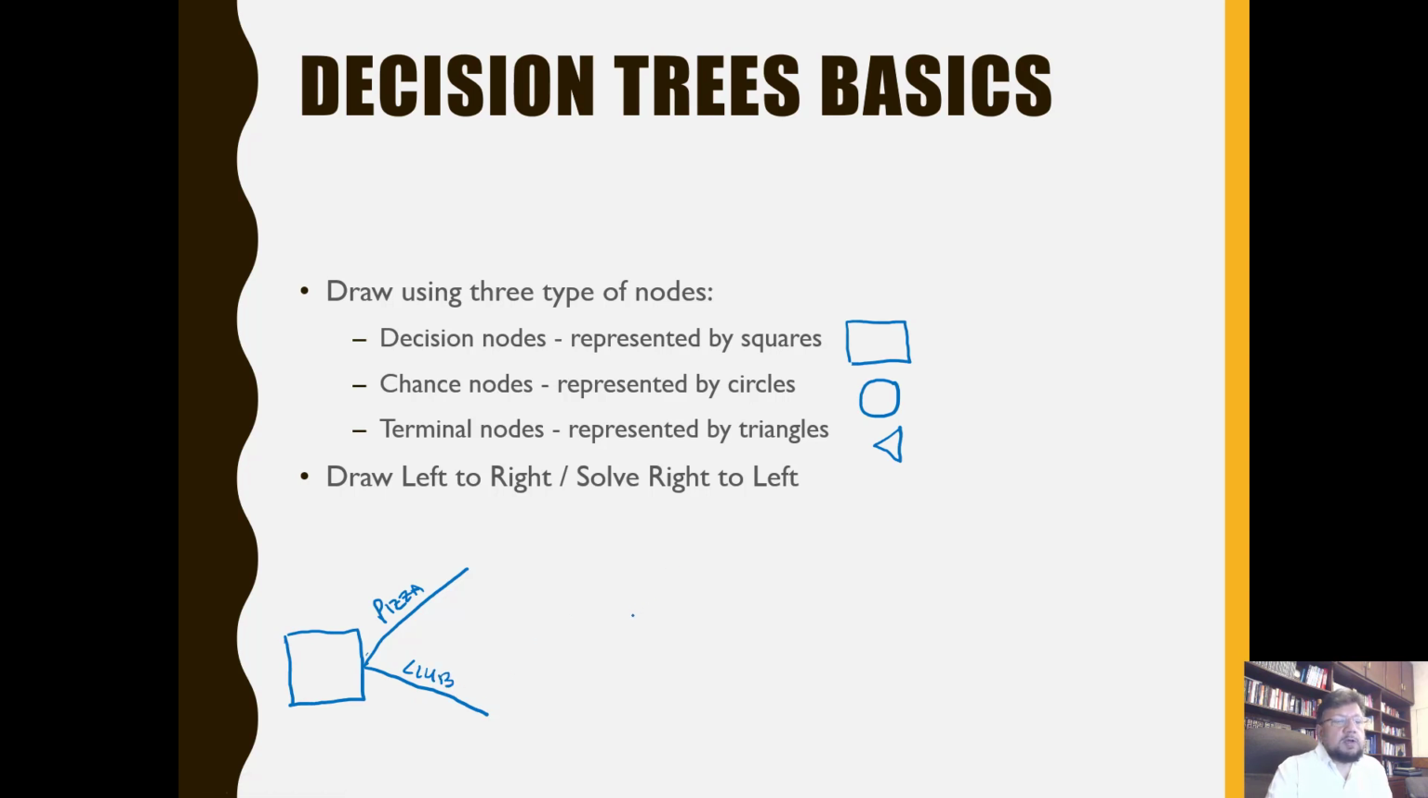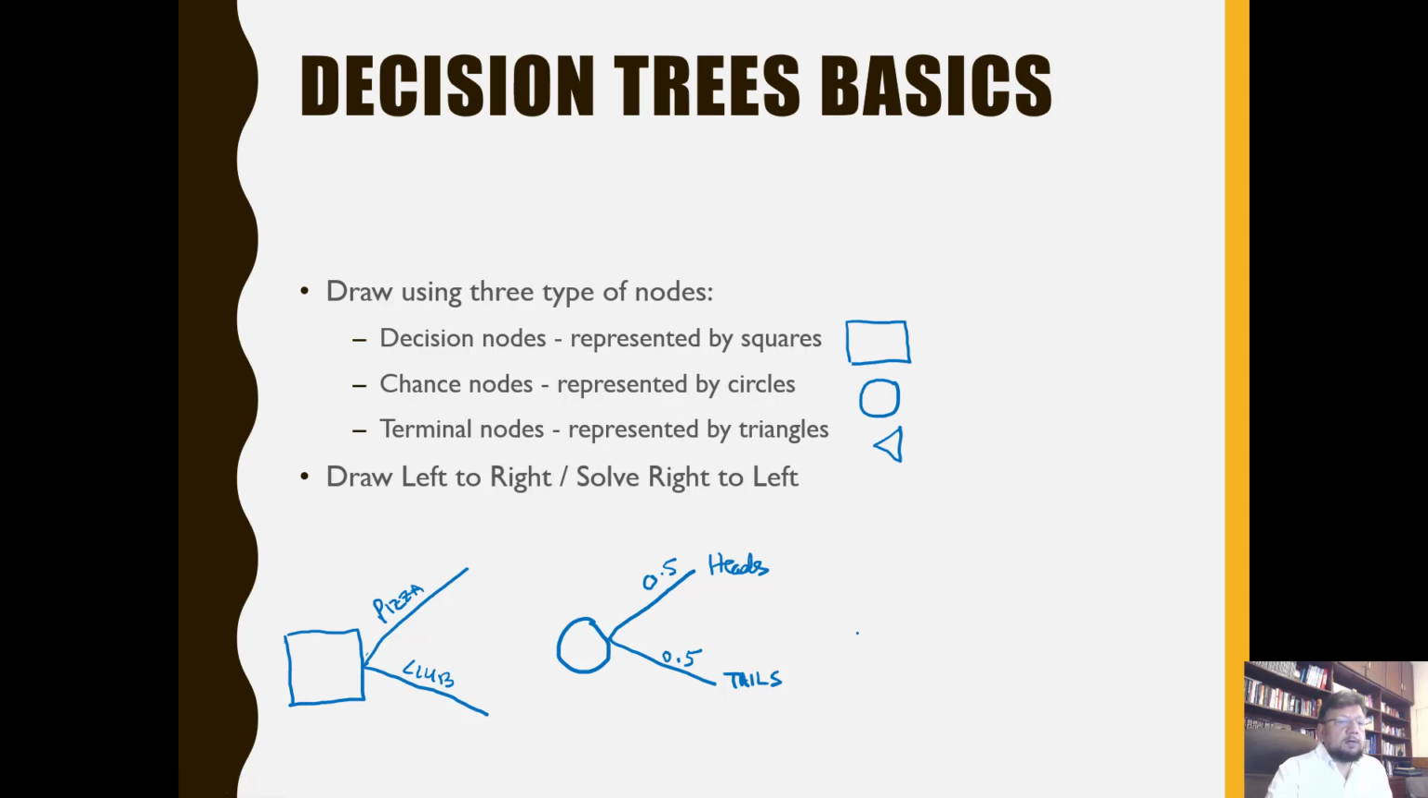Now, for a chance, let's say you flip a coin, that's a chance. What happens? There is a 50% chance that you get heads, and there's a 50% chance that you will get tails. Whenever you draw a chance node, you need to put in the probabilities on the edge. So here you have to put in 50% chance of getting heads, 50% chance of getting tails.